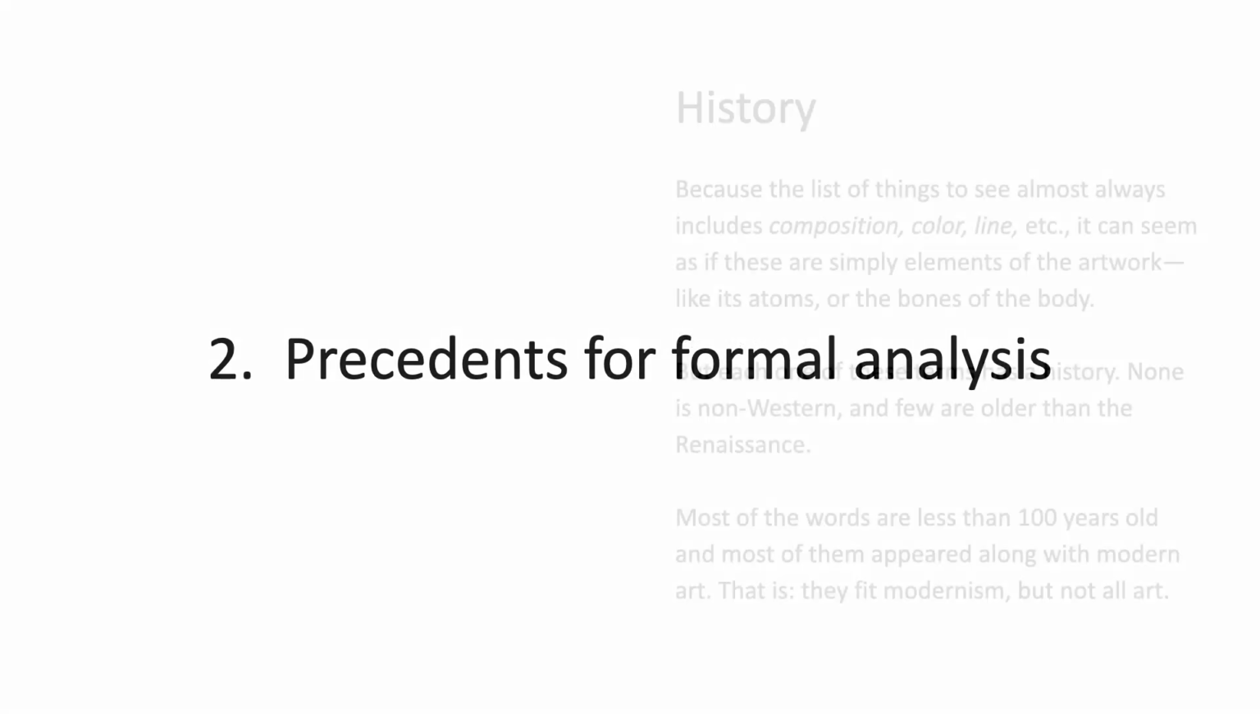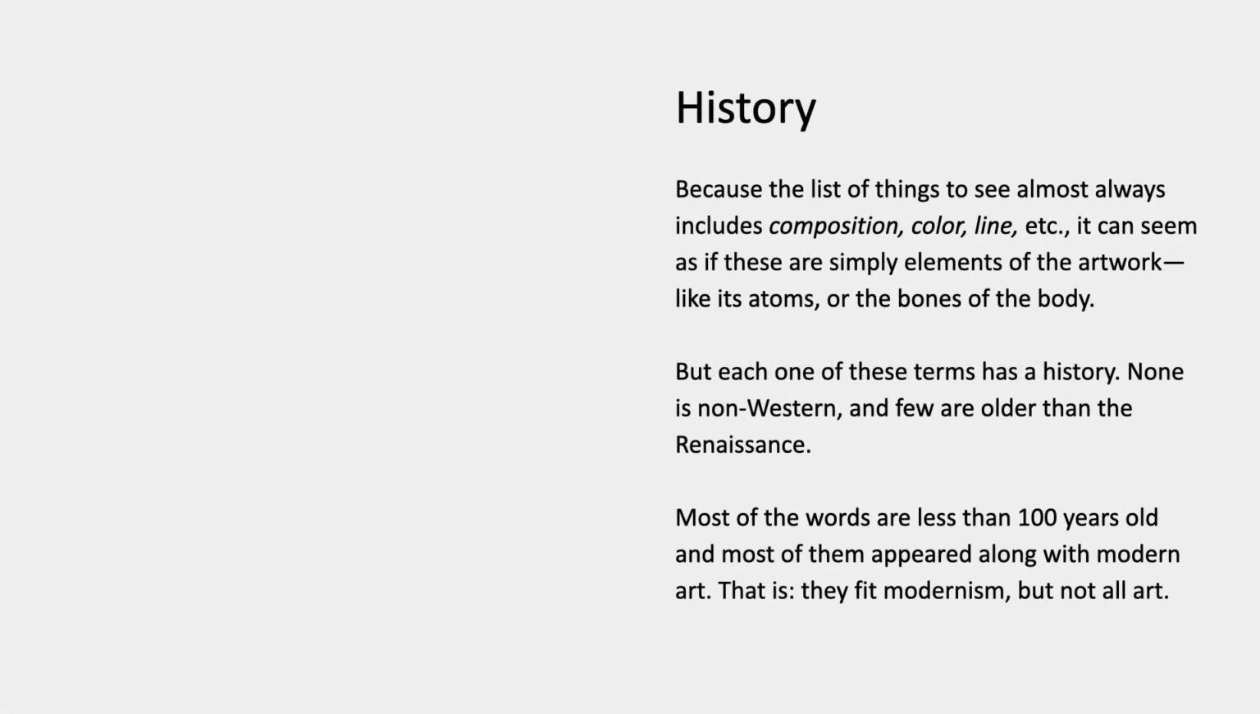So I want to say something about historical precedents for formal analysis. Because that list of things to see almost always includes the same elements, composition, color, line, and so on, it can seem as if those are just parts of any artwork, like atoms are constituents of molecules or bones in the body. In other words, that they're actually just objectively there, and they just need to be inventoried. You need to learn how to see them and how to articulate your descriptions of them.